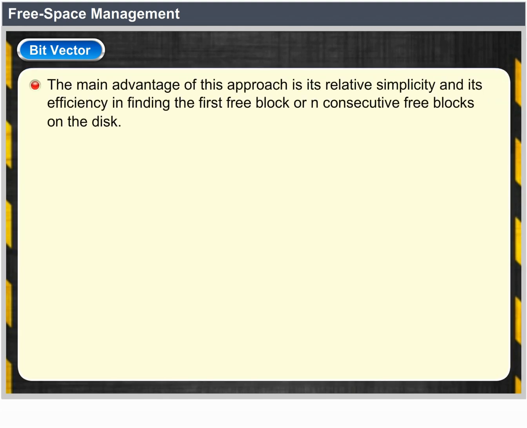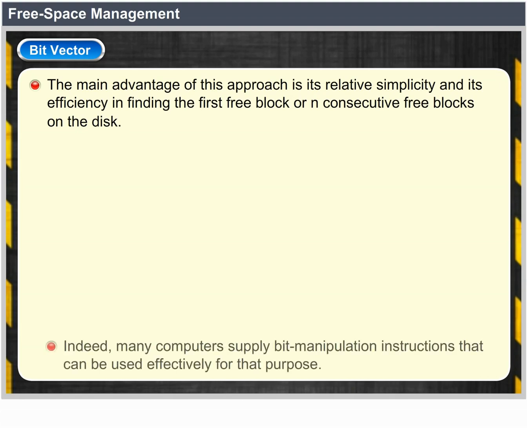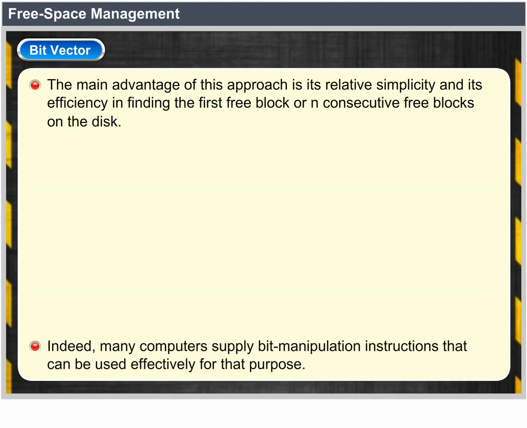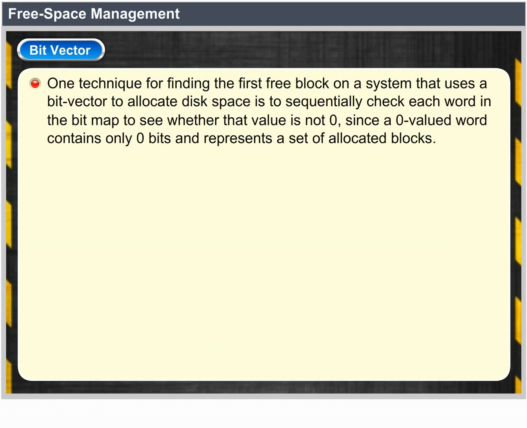or n consecutive free blocks on the disk. Indeed, many computers supply bit manipulation instructions that can be used effectively for that purpose. One technique for finding the first free block on a system that uses a bit vector to allocate disk space is to sequentially check each word in the bitmap to see whether that value is not 0, since a 0-valued word contains only 0 bits and represents a set of allocated blocks. The first non-zero word is scanned for the first 1 bit, which is the location of the first free block.